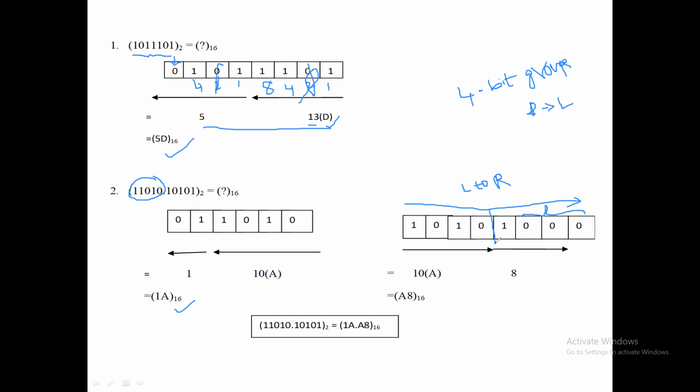Right. So the first 4 bits represents A, and the remaining 4 bits represents 8. It's going to be A8. So overall, this number is represented as 1A dot A8. 1A is from the integer part, and A8 is from the real part, that is the decimal part. So you just combine them together with a decimal point. Okay, so if floating point binary numbers are given, then you can convert them into hexadecimal or octal numbers like this.